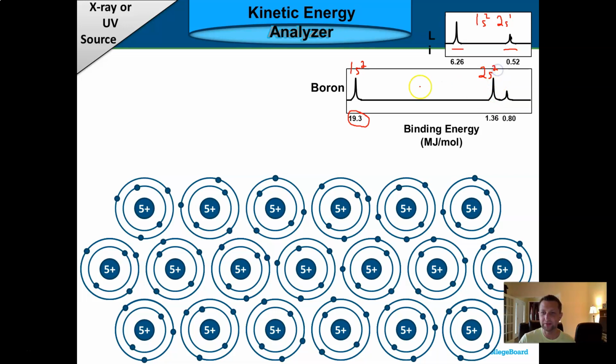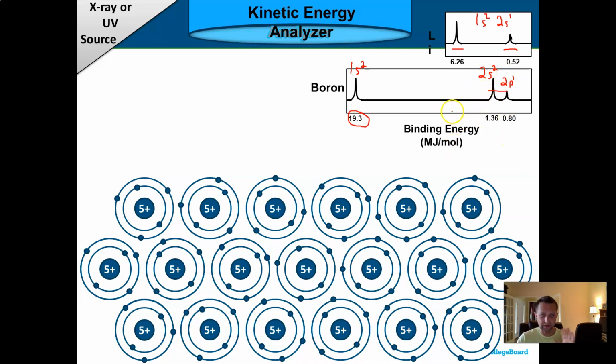Okay, so look at that. Peak height should be the same because we have the same number of electrons, right? So there's 1s2, 2 electrons, 2s2, 2 electrons. Peak height's the same. Our last one here should be 2p1. 1 electron versus 2, our peak height should be about half, and it is.